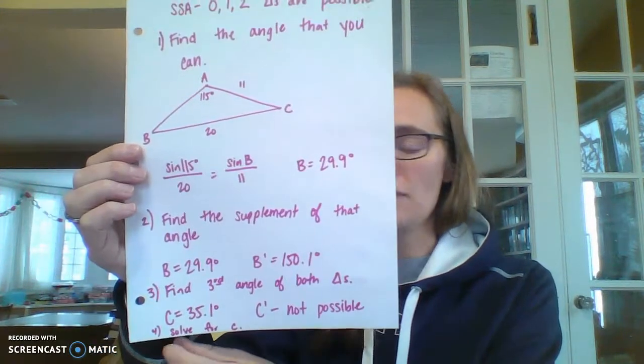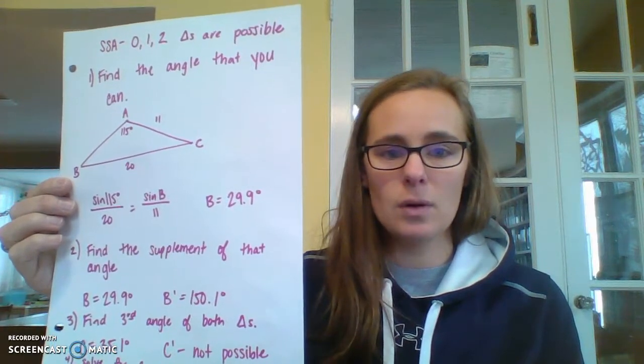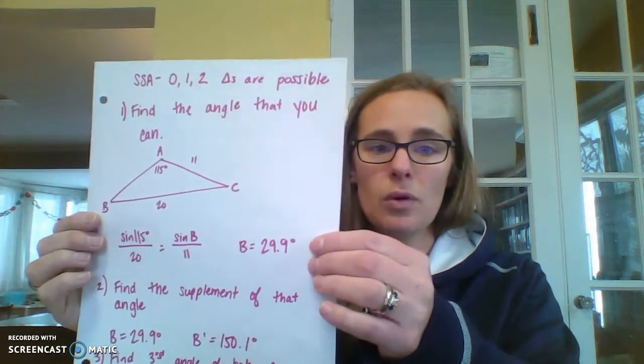The fourth step would be solve for C. I ran out of space. You can do that. You know how to use the law of sines. You have your answer key to check your work. So this was number 4, where we had one possible triangle.